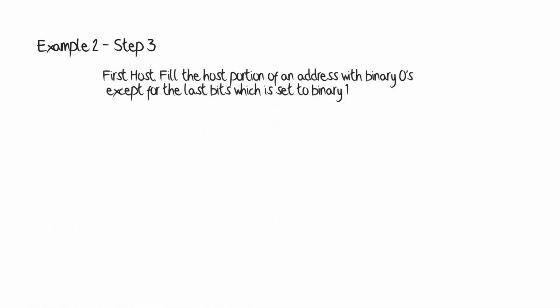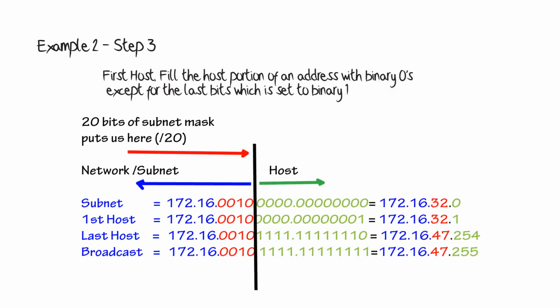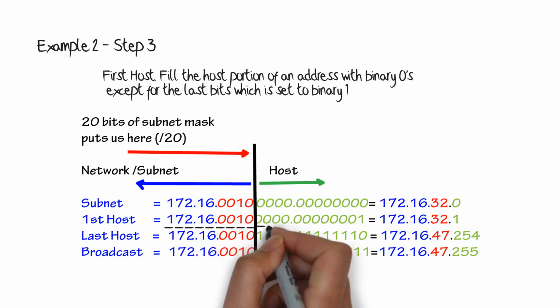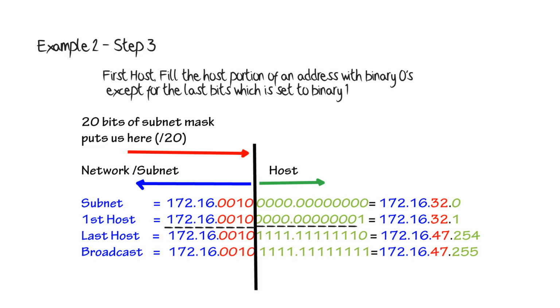Now to work out the first host address, fill the host portion of the address with binary zeros except for the last bit, which is set to binary 1. So here you go. The first host is equal to 172.16.0010. Remember, we don't touch this portion of the address. We only change the host portion of the address. So we fill the host portion with binary zeros except for the last bit, which we set to binary 1.